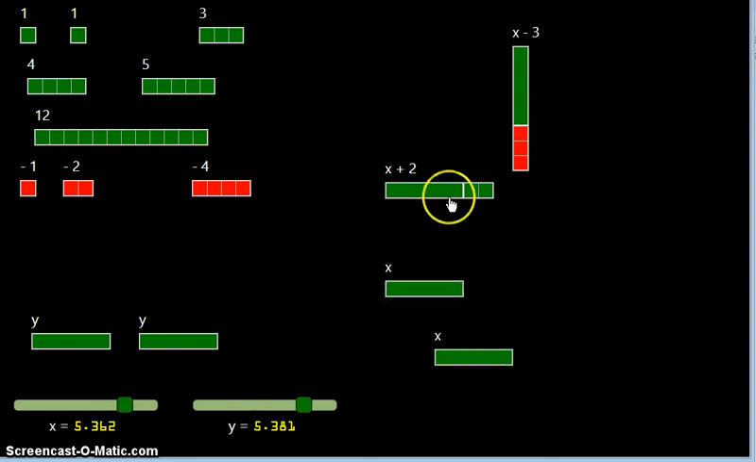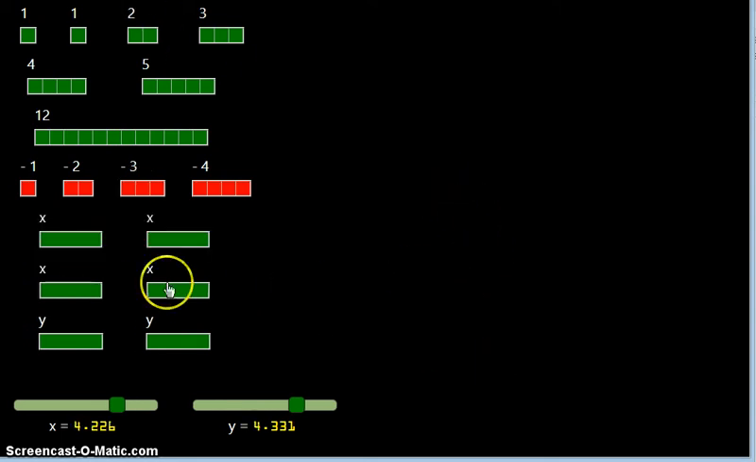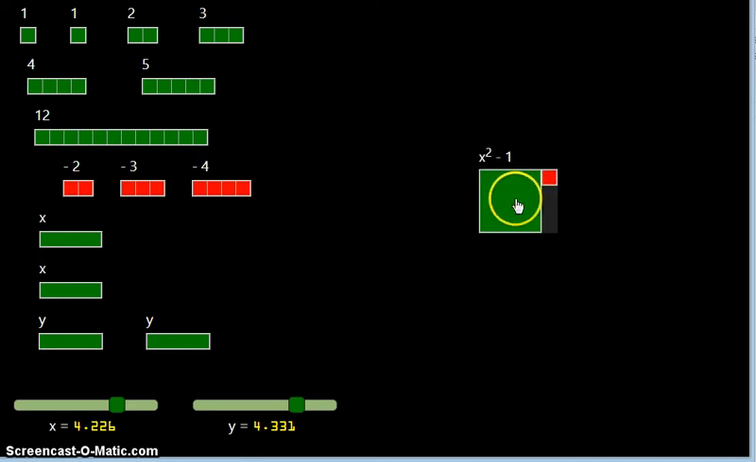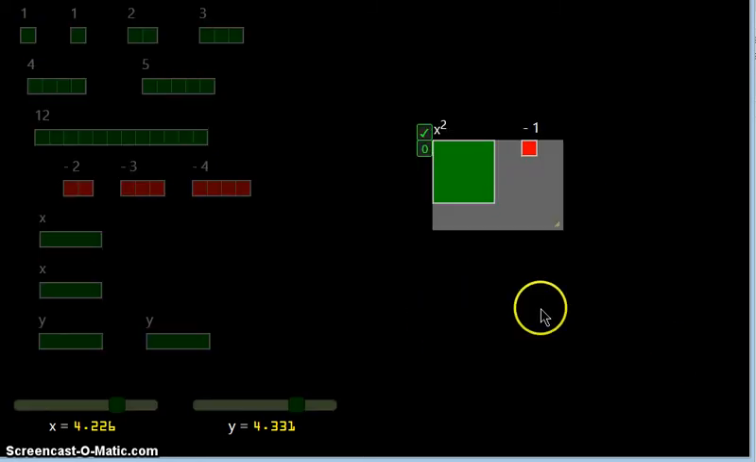which I know is factorable. Reload. So x squared, I'll build that by multiplying x by x, and then putting a negative 1 there. So there's my x squared minus 1. How would I factor that? I need to make it into a rectangle.